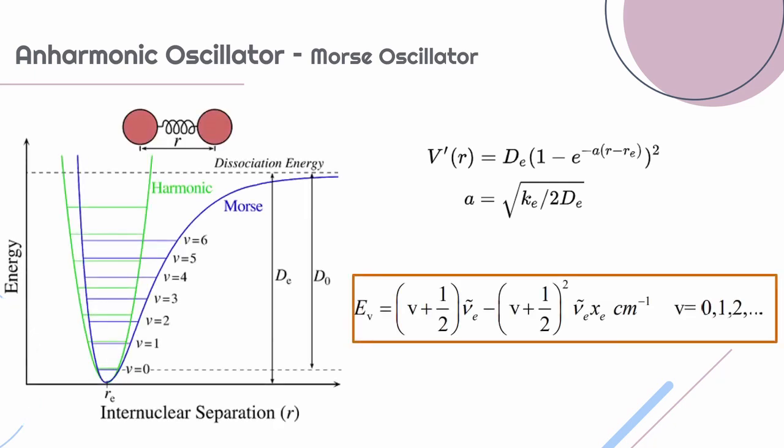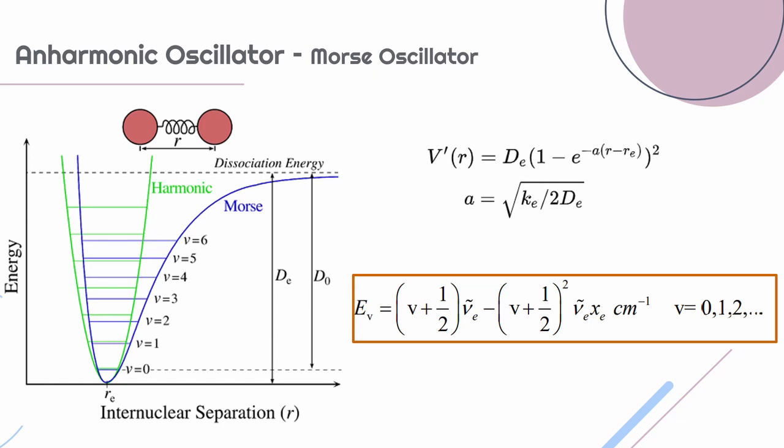In this curve, the green curve corresponds to the harmonic oscillator and the blue curve corresponds to the anharmonic oscillator, or the Morse oscillator. We find that at lesser internuclear separation, the anharmonic and harmonic oscillators overlap. But as you increase the internuclear distance, they differ in values.